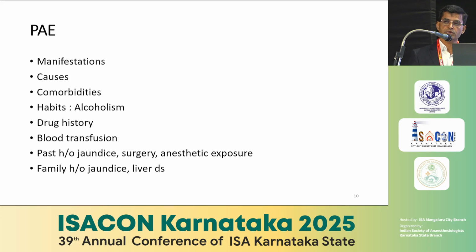And any presence of habits, drug history, which can also lead to cholestasis, history of blood transfusion, then past history of jaundice, surgery and anesthetic exposure. Anesthetic exposure, because many of our anesthetic agents also interfere with the hepatic blood flow, and they may cause hepatocellular injury. Then family history of jaundice and the liver disease we should consider.